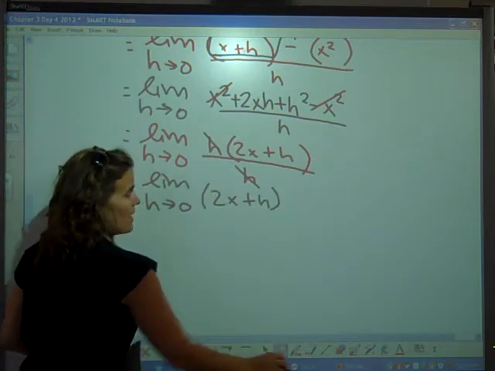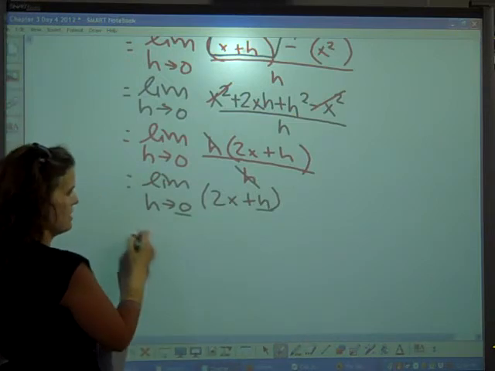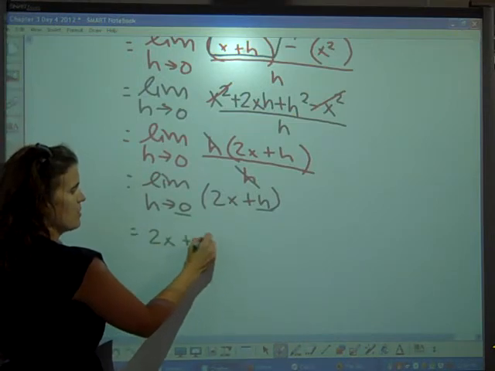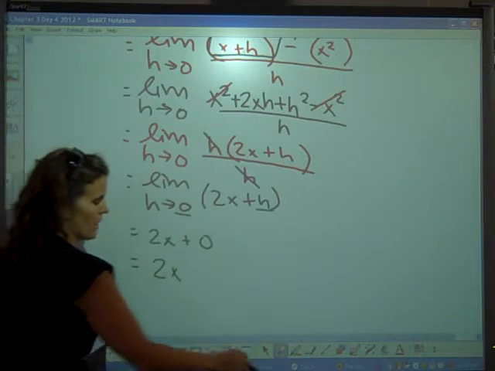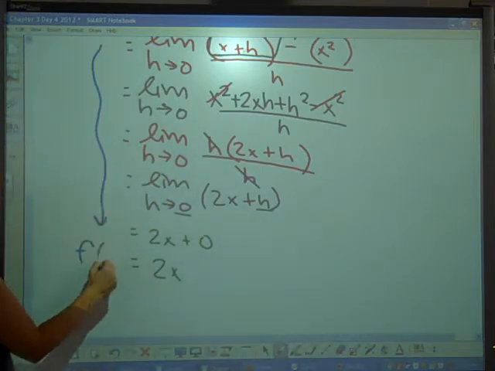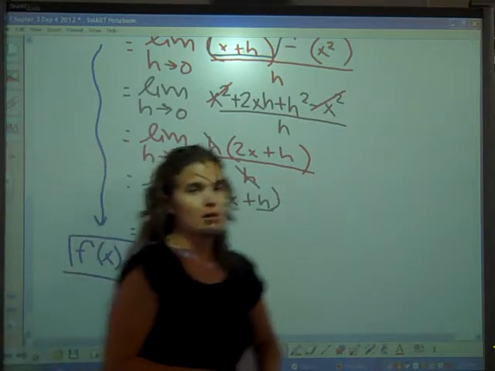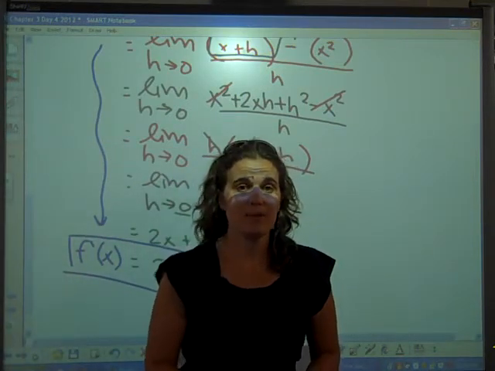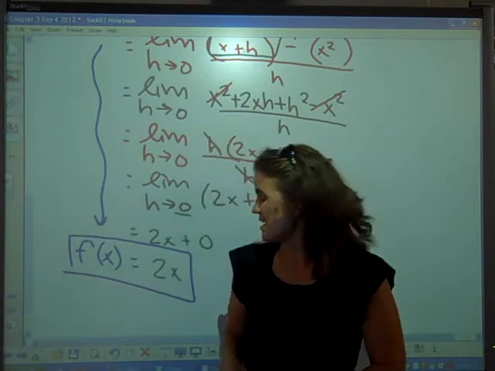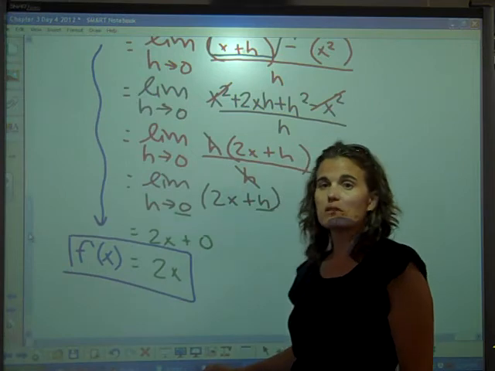And now this is where you can actually plug in as h gets closer and closer to 0. So you're plugging that in as a 0. So 2x plus 0 would just give us 2x. So remember, all the way at the top, that guy was f prime of x. So f prime of x equals 2x. Now, we will be learning a shortcut, okay? But you are not using the shortcut on these problems. You need to do this the long way a few times so you can really appreciate those shortcuts, okay?